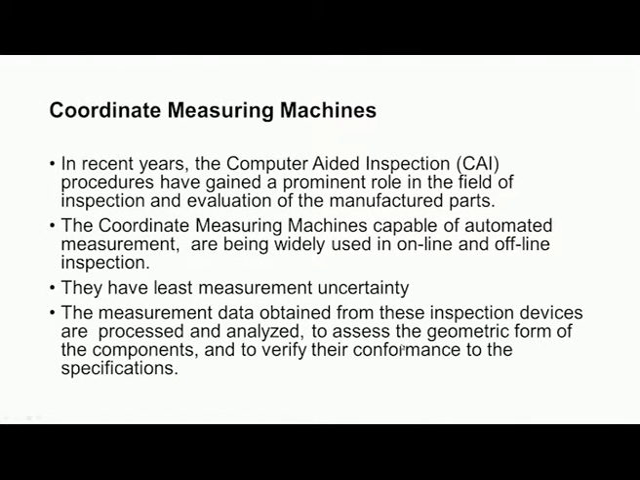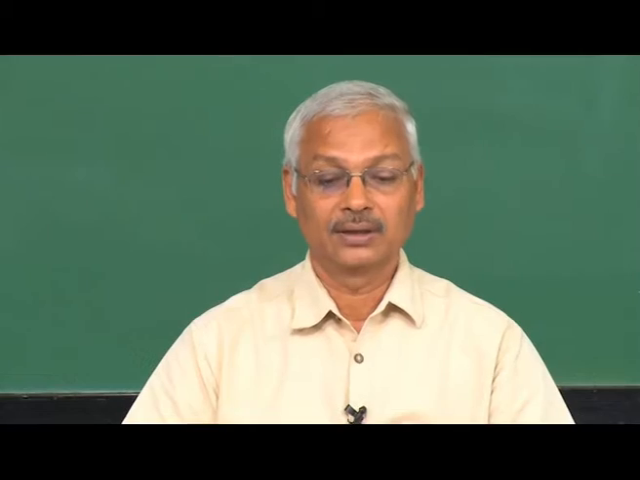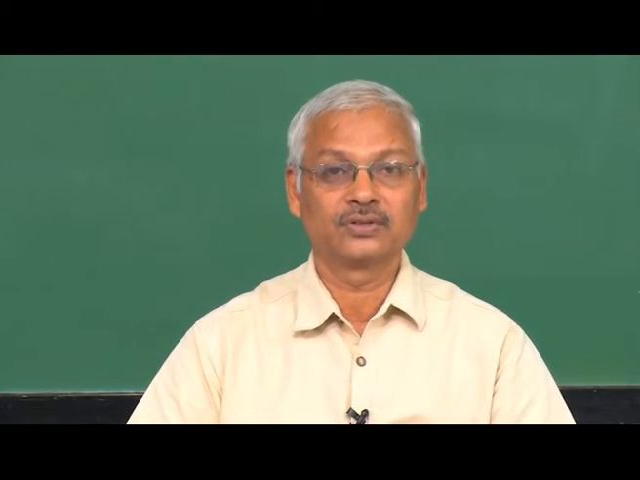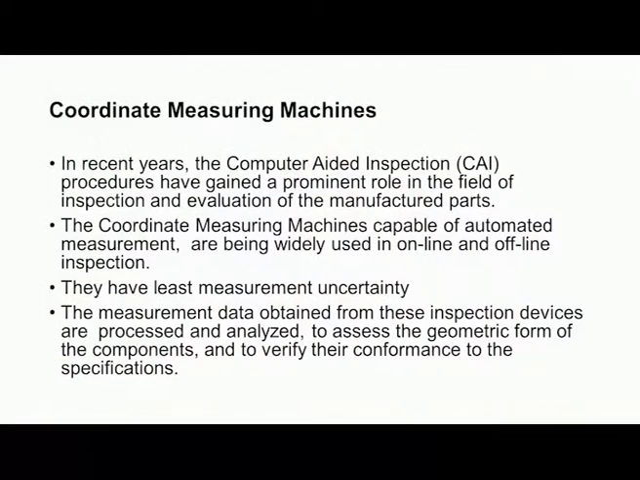Now, we can use coordinate measuring machines also to check the straightness of given surfaces, lines or planes. In recent years, computer aided inspection procedures are used to find out the geometrical features, and with CMMs, coordinate measuring machines, it is possible to automate. These CMMs can be used for online or offline inspection.